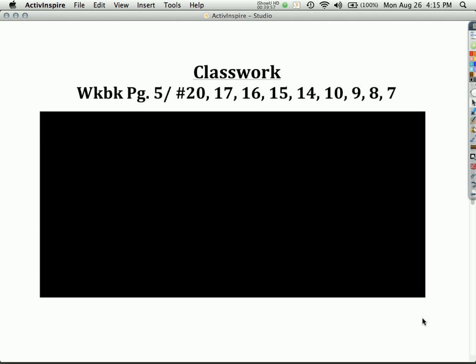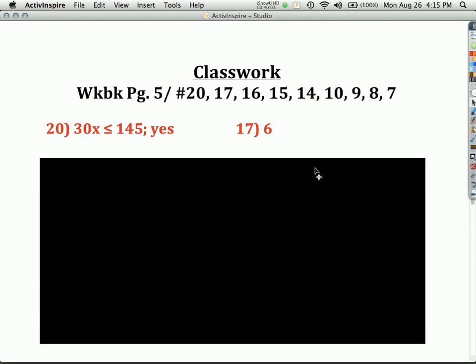All right, pencils down, colored pens up. Let's see how we did. Number 20. I was looking for 30x is less than or equal to 145. It doesn't matter what letter you used. And it is yes. You will be able to make all of the bracelets. Or whatever the object was, I can't remember.